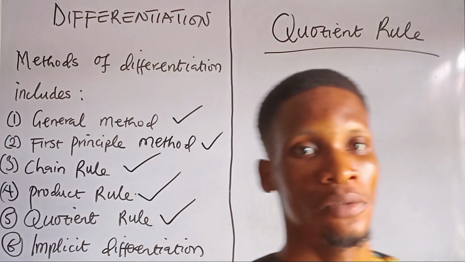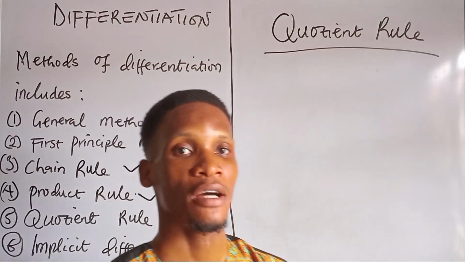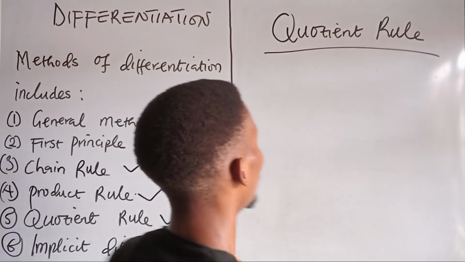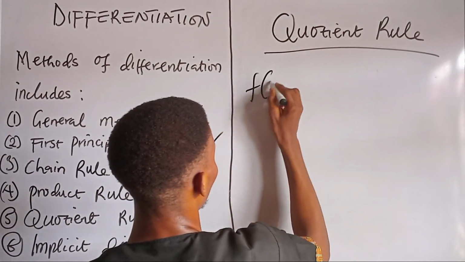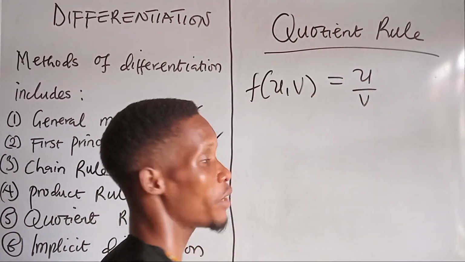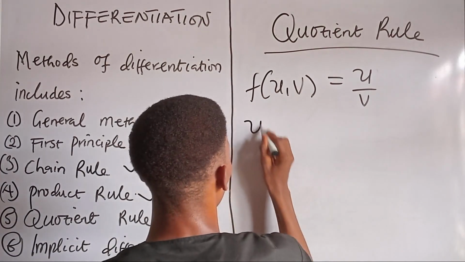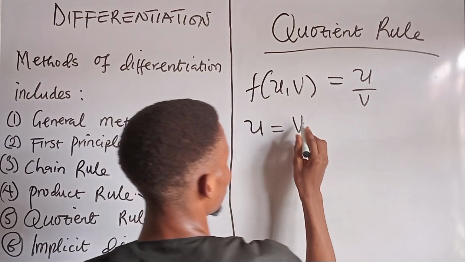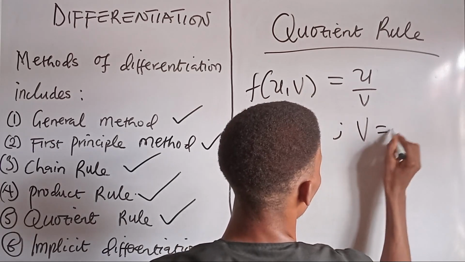A quotient is a result that is gotten after division. Then let's say we have a function of u and v being u over v. So u is a function of what? x. And v is also a function of what?